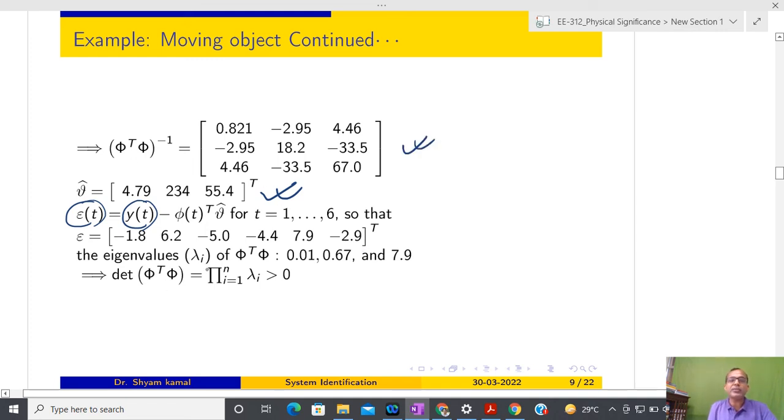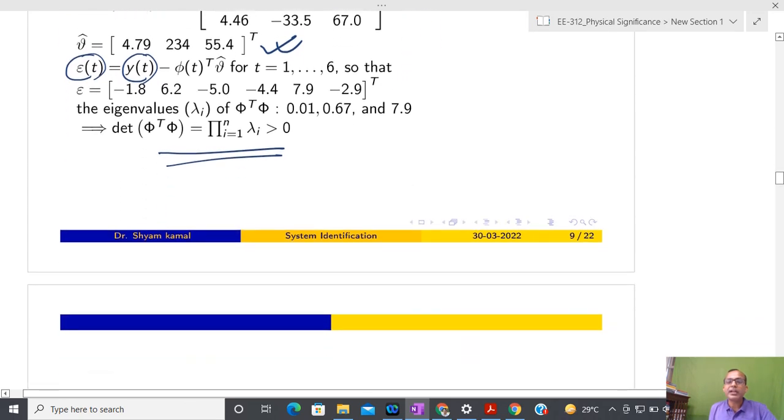So how to check that? You can just make sure that phi t phi is positive definite. And how to guess that it is positive definite? You can check the eigenvalues of this quantity. So in this way I am able to identify the unknowns.